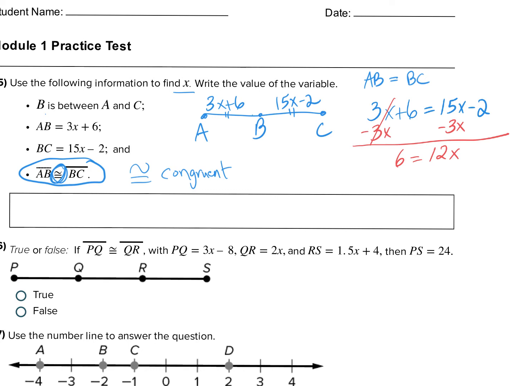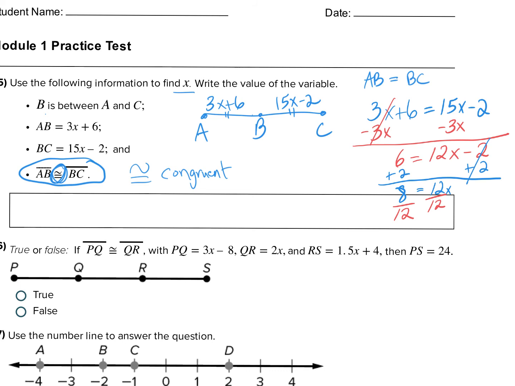So since I moved the x's to the right, that means that this time I need to do the opposite and move the numbers to the left. So that means I need to add 2 to both sides. So this cancels, leaving me with 12x equals 8. And then my final step is to divide 12 by both sides, so that way I get 1x.